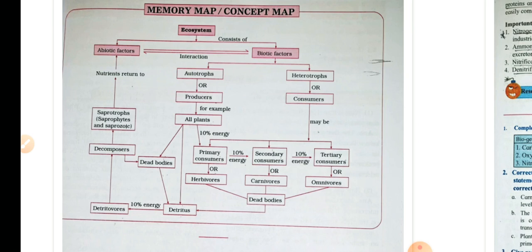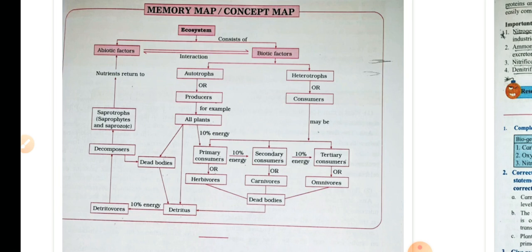Biotic factors include autotrophs or heterotrophs. Heterotrophs are also called consumers. Consumers may be primary consumers, secondary or tertiary. 10% energy is transferred from the primary consumers to the secondary. From the secondary consumers, 10% of energy is transferred to the tertiary consumers or the omnivores.